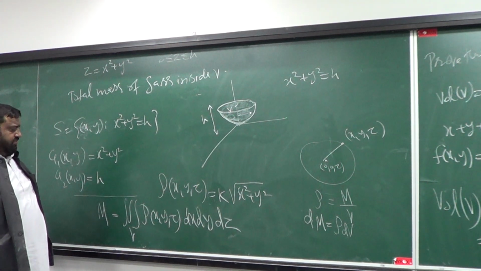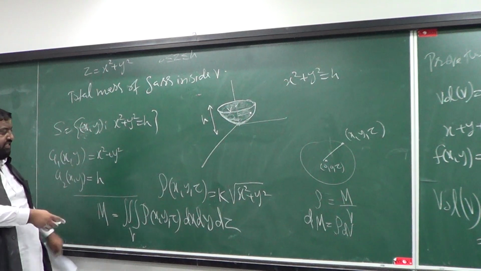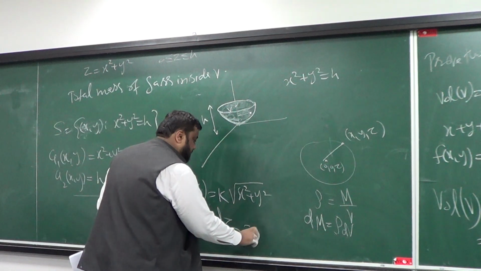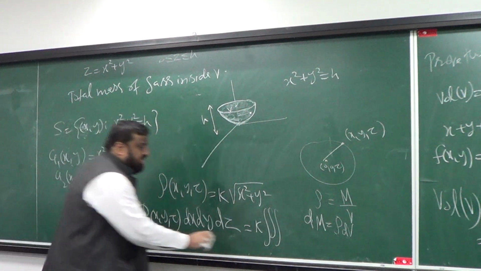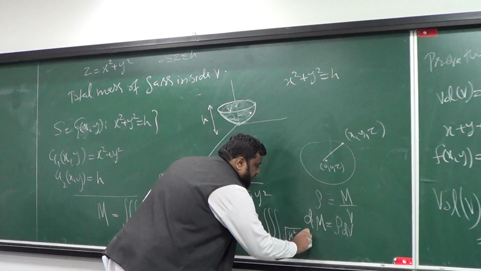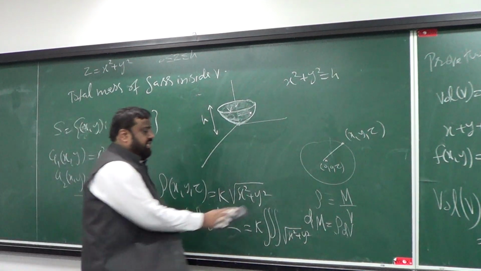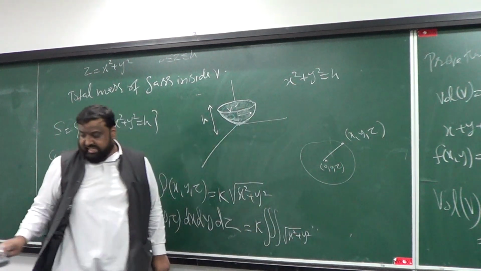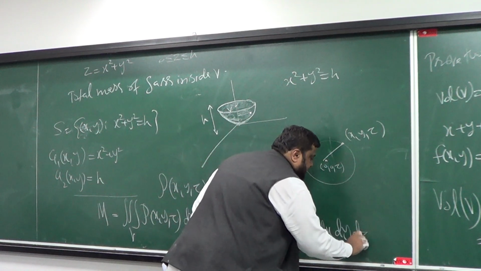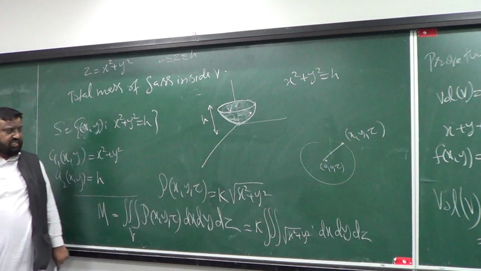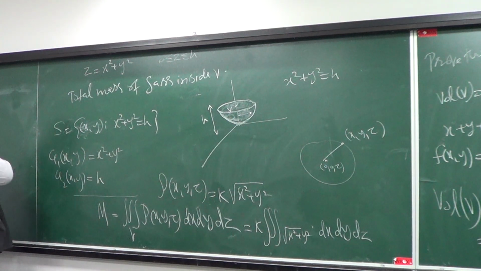So you need to apply the Fubini theorem. Right? So by the Fubini theorem, you can bring this k out, and you have this square root of x square plus y square. Let me get rid of this, and let's put, for example, dx, dy, and dz. Alright? So what is the limit on x? x is 0 to under root h.